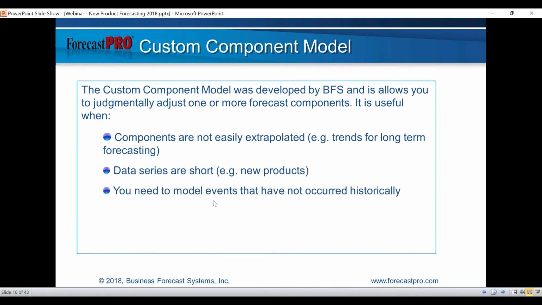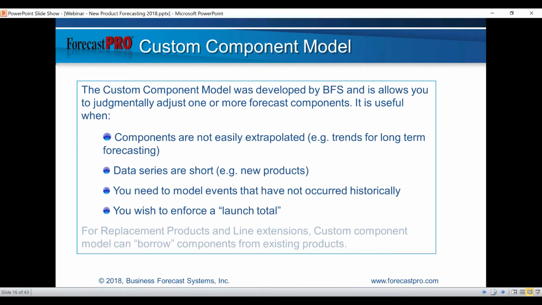We didn't show this, but it's also useful if you have, say, events. Say you know you're going to promote something in the future that's never been promoted in the past. Then I could bring in this custom component model to customize how that would impact the forecasts. And again, as I mentioned, sometimes you want to enforce, say, a total amount over a specific period of time. With new product forecasting, we call that a launch total over the launch horizon. And again, the custom component model, if you haven't used it, it's well worth experimenting with. It can be very useful for new products.